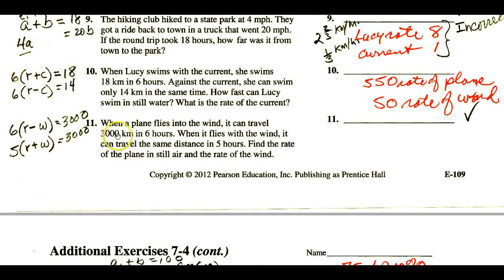A similar thing now, although this rate was correct. When a plane flies into the wind, it can travel this many miles or kilometers in 6 hours. When it flies with the wind, it can do the same distance in 5 hours. So the distance is the same. Here, 6 hours against the wind, 5 hours with the wind.